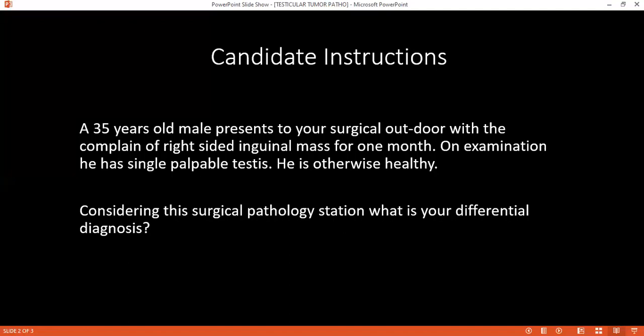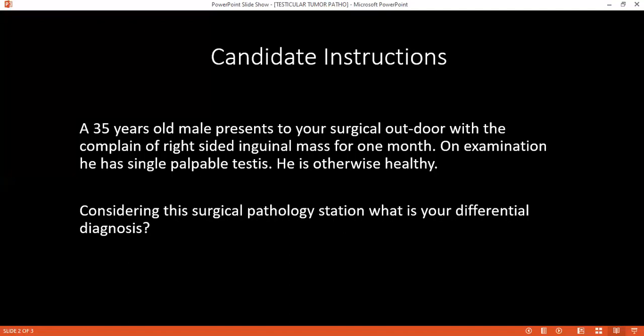In case of undescended, the scrotum will be underdeveloped, and in case of ectopic, it will be fully developed. In case of undescended, we have a short spermatic cord. In case of ectopic, we have a long spermatic cord. Can you tell me the most common location of undescended testes? It lies most commonly in the inguinal canal below the external oblique muscle.